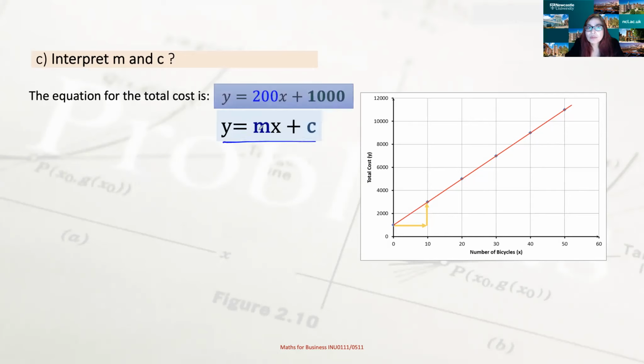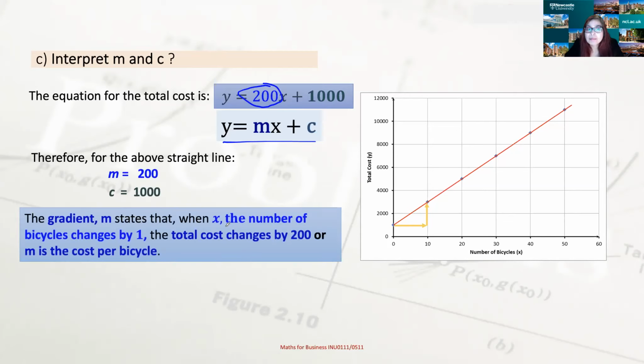And compare it with this general equation. What do you see? m is equal to 200 and c is equal to 1000. What does it mean? m means the gradient. It means for every 1 unit increase in the x value, there is a 200 unit increase in the y value. Or I can say that the gradient m is nothing but, when x, the number of bicycles, changes by 1 unit, the total cost changes by 200 pounds, or m is nothing but the cost per bicycle. This is how you interpret the gradient, yeah?